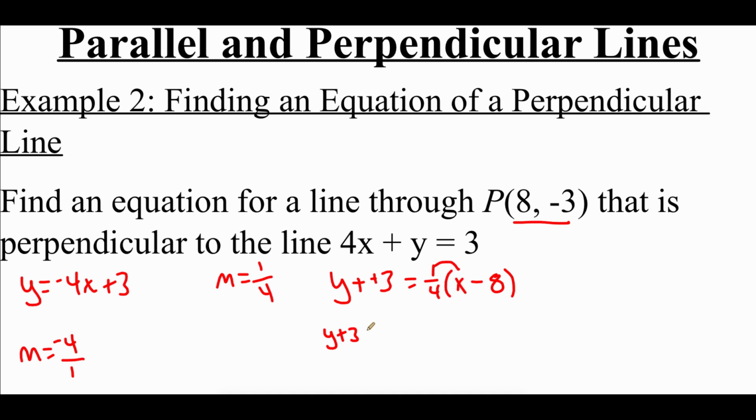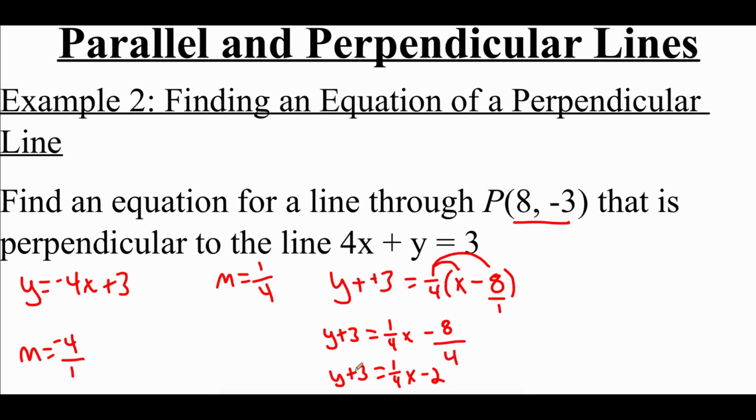So 1/4 times x is 1/4 x. And if I take 1/4 times -8, well, I'm going to turn that -8 into a fraction by putting it over 1. 1 times -8 on top is -8, and on bottom 4 times 1 is 4. Now we can reduce down that fraction. -8 divided by 4 is -2. So we've got y plus 3 equals 1/4 x minus 2.